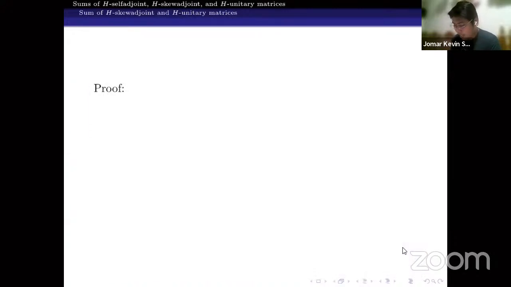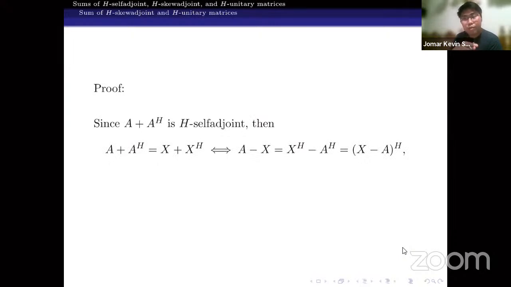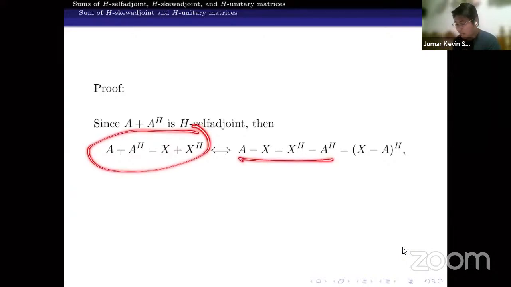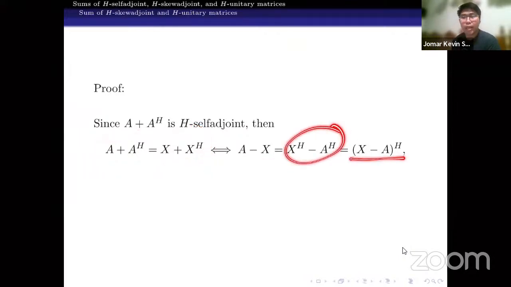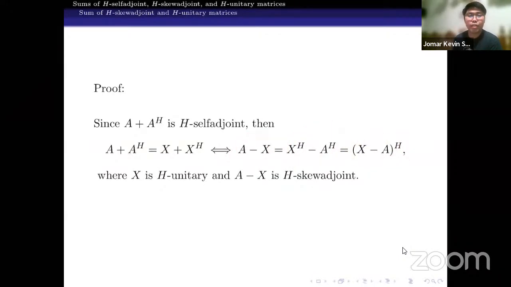So to prove this, take note that the matrix A plus A to the H is always H self-adjoint for all A and for all H. So, by the previous theorem, dun sa main theorem natin, we can write A plus A to the H as X plus X to the H, where X is H unitary. And then, manipulating this equation, we will get this. A minus X equals X to the H minus A to the H. But this matrix is equal to X minus A raised to H. Therefore, we conclude that A minus X is H skew adjoint. And therefore, A equals X is H unitary, plus A minus X is H skew adjoint. And we're done.